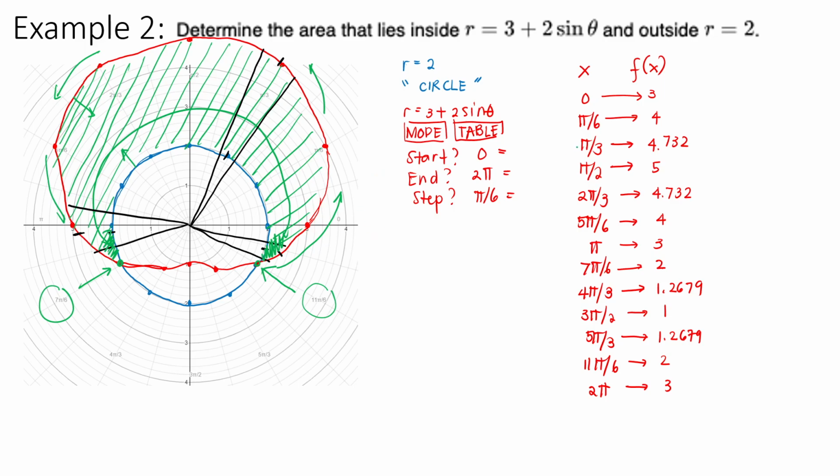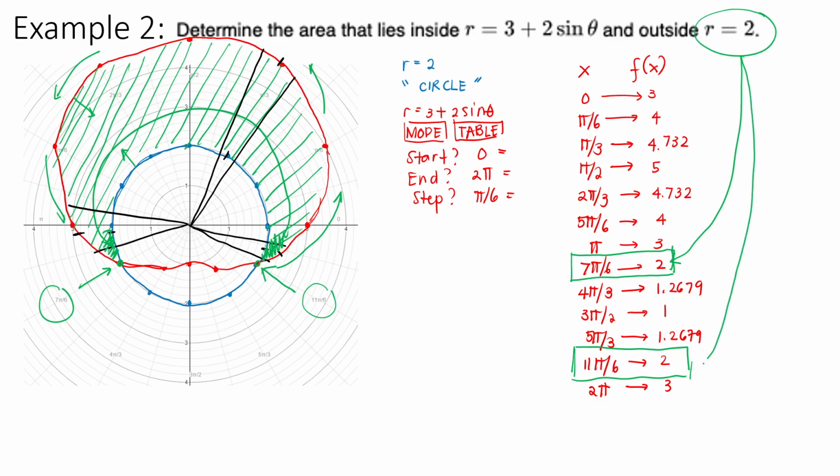If we enclose the values for this one in the table, this will be the other value. Of course, it also verifies that this is the point of intersection, because you have 2 for the circle, then 2 for the points as well for these angles for the other equation. Okay, since we're rotating counterclockwise, we have to start with 11 pi over 6. That will be our alpha, and this one will be our beta.